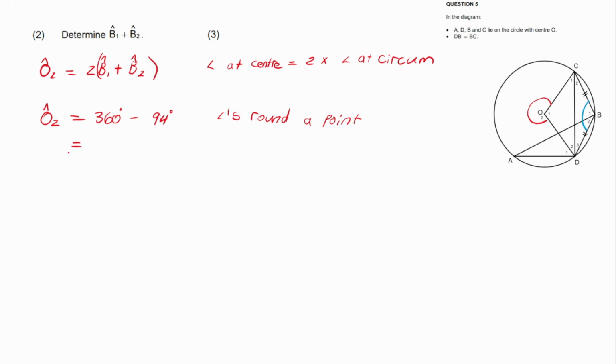So if I do that, I'll get that O2 is equal to 266 degrees. So now I can use this equation over here. I know that O2 is now 266, so I'm just plugging in 266 here for O2, which is equal to 2 times B1 plus B2. And I can just divide by 2 on both sides. So I'll end up getting that B1 plus B2 is equal to 133 degrees.